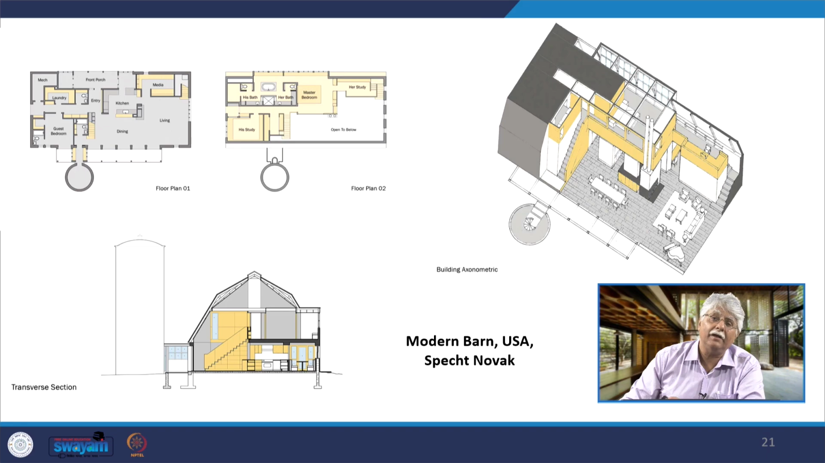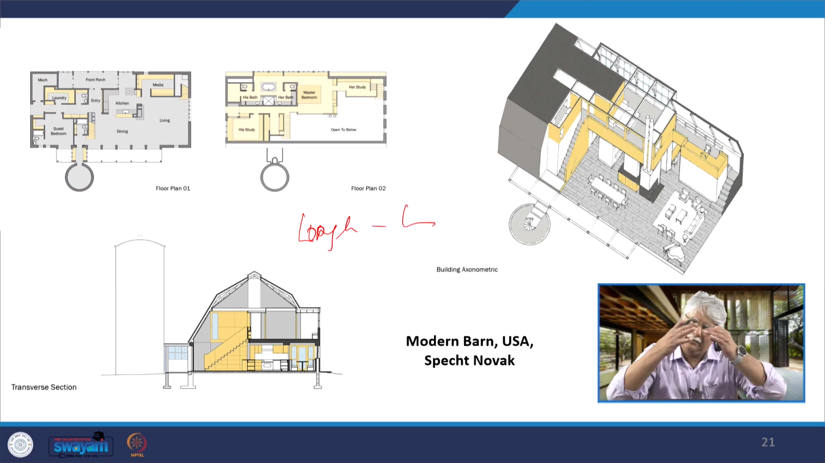The other thing that holds true for this old barn is again the concept of long life, loose fit. It's a very loose fit building, it's a barn. It's like a single envelope, and thus the house has been easily fit into it.